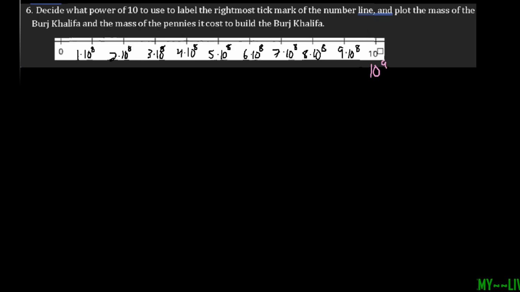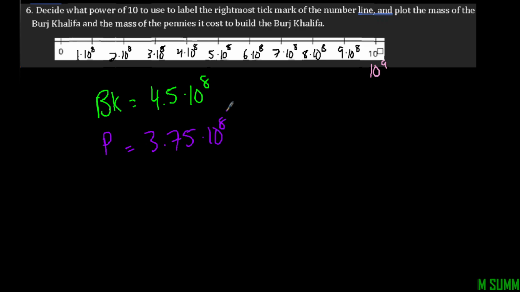So we're going to say, again, the mass of those pennies was that 3.75. Let me write these down from before. We're going to say that BK was 4.5 times 10 to the 8th power. And we also said that the pennies, that point P, is going to be equal to 3.75 times 10 to the 8th power. We're going to plot these 2 points out on our number line. So in between 5 and 4 is where we're going to put BK. And then our value for the pennies is going to be 3.75. So we're going to put that in between 3 and 4, but a little bit closer to the 4, and label that as P.